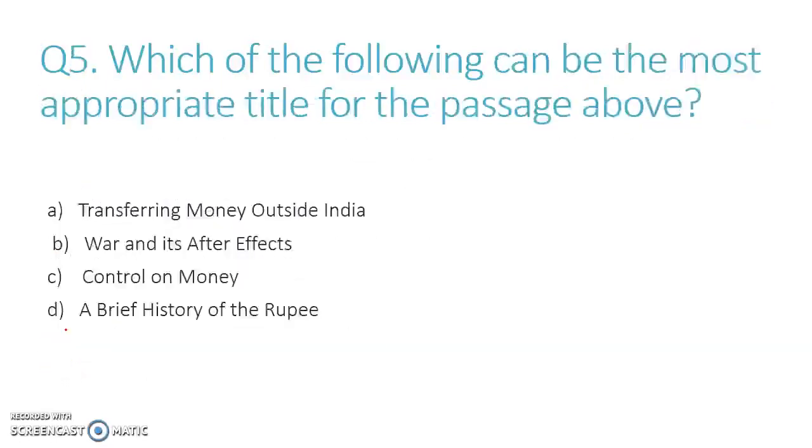Which of the following can be the most appropriate title for the passage? It is the history of the rupee, how the rupee came into being. So D is there. It is not about transferring money out of India. It is not about war. It is not about control of money. It is about a brief history of the rupee. So D is the right answer.